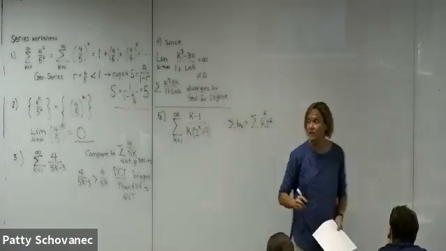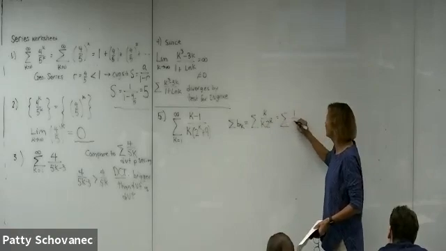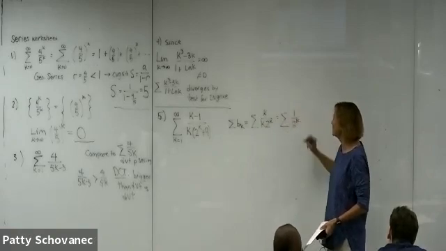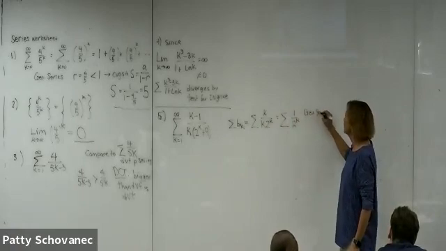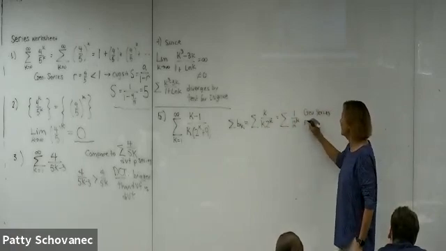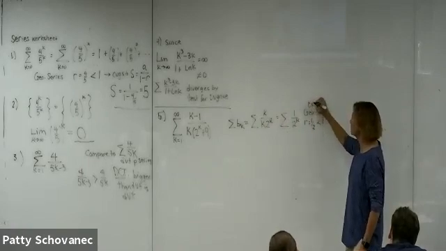And then those k's would cancel. So my b_k is just 1 over 2 to the k. What kind of series is that? That's geometric. It's a geometric series. r is 1/2. So it's a convergent geometric series.